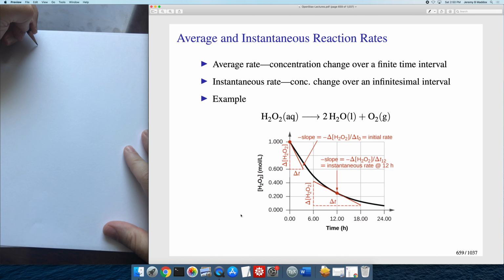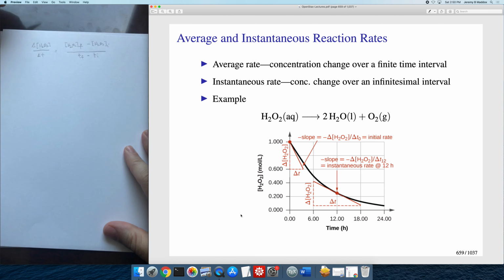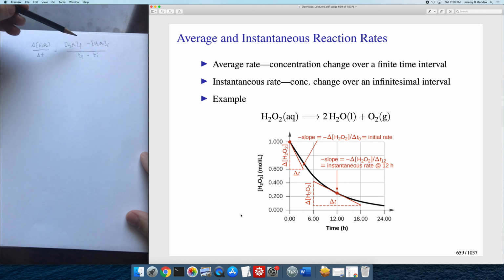So we've got the delta [H2O2] over delta t would be the [H2O2] at whatever the final time is minus the [H2O2] concentration at the initial time, divided by the final time minus the initial time. So this is a rate, if you will. Now, this particular number will be negative because the change is negative. You go from a larger value to a smaller value.